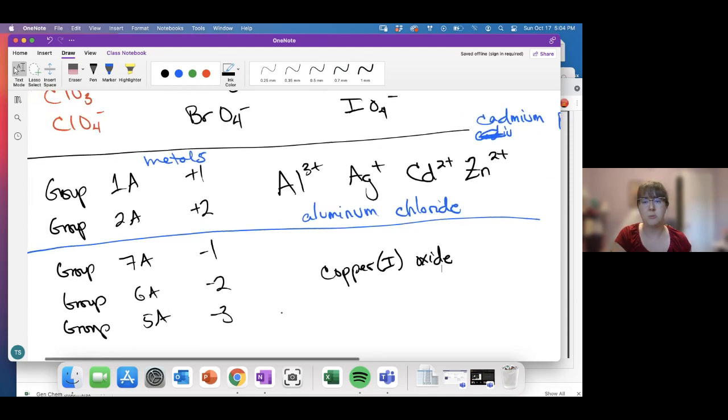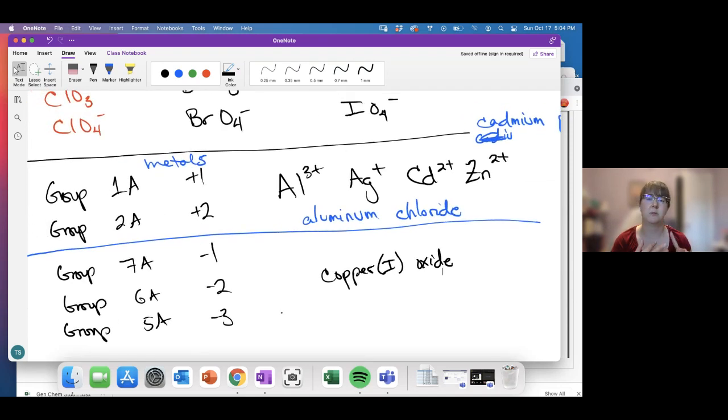So group 1A, group 2A, aluminum, silver, cadmium, and zinc: I don't have to tell you what they are. They only have one option. You should know what that is. Your nonmetals only have one option. You should know what that is.